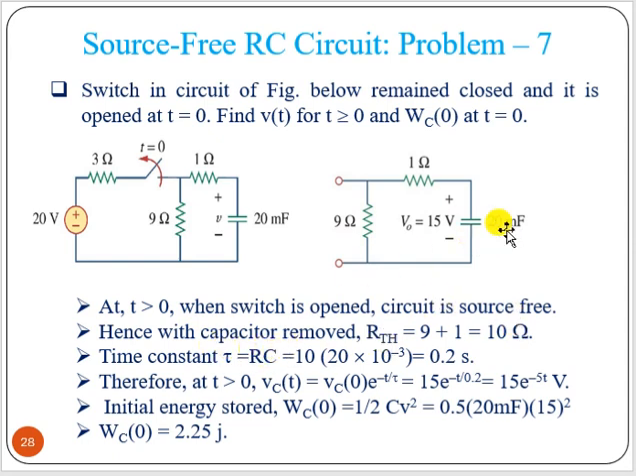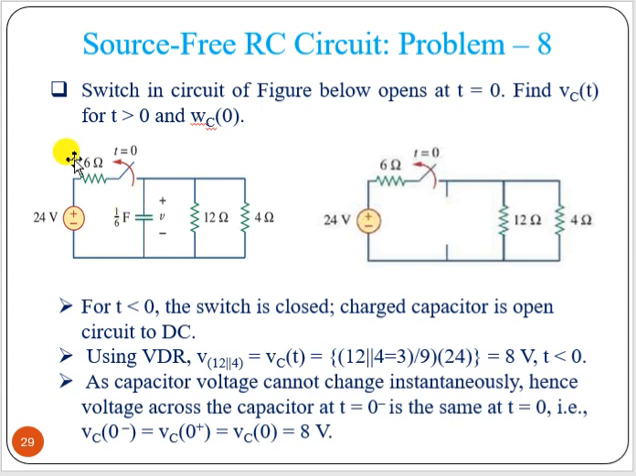Tau is R into C, 20 millihenry into 10. So you got the value of tau. Then we can find out Vc(t) very easily: Vc0 into e to the power minus t by tau. That is 15 e to the power minus t by 0.2. 1 by 0.2 is 5. Now we can also find out WC0, the initial energy stored, that is half C V squared. We know the C value and we know the V squared value, so you can find out WC0.